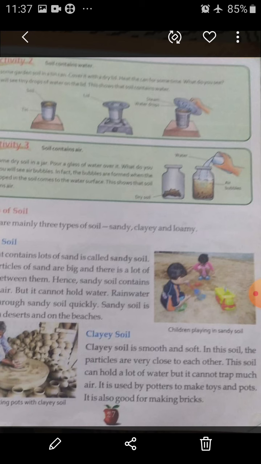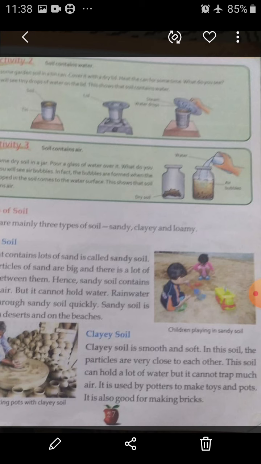Second one, the clay soil. Clay soil has the smallest grains or fine particles. It is found near rivers and ponds. No air is present between the particles. It is sticky and has high water holding capacity. It is used for making pots, bricks, tiles, etc. Which place do we use clay soil? We use it for making pots, bricks, tiles, etc.